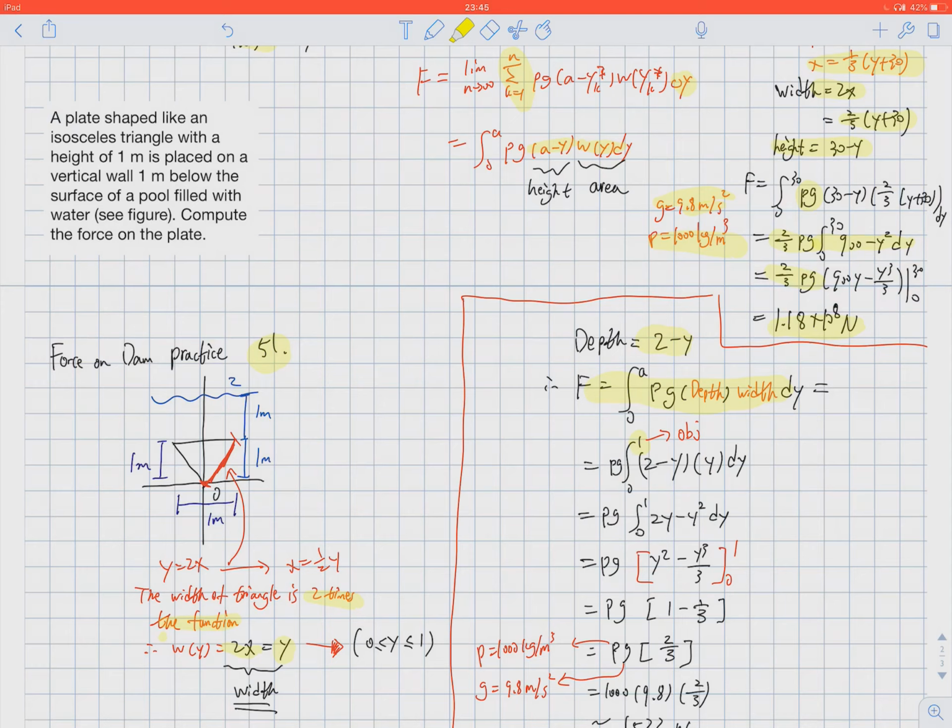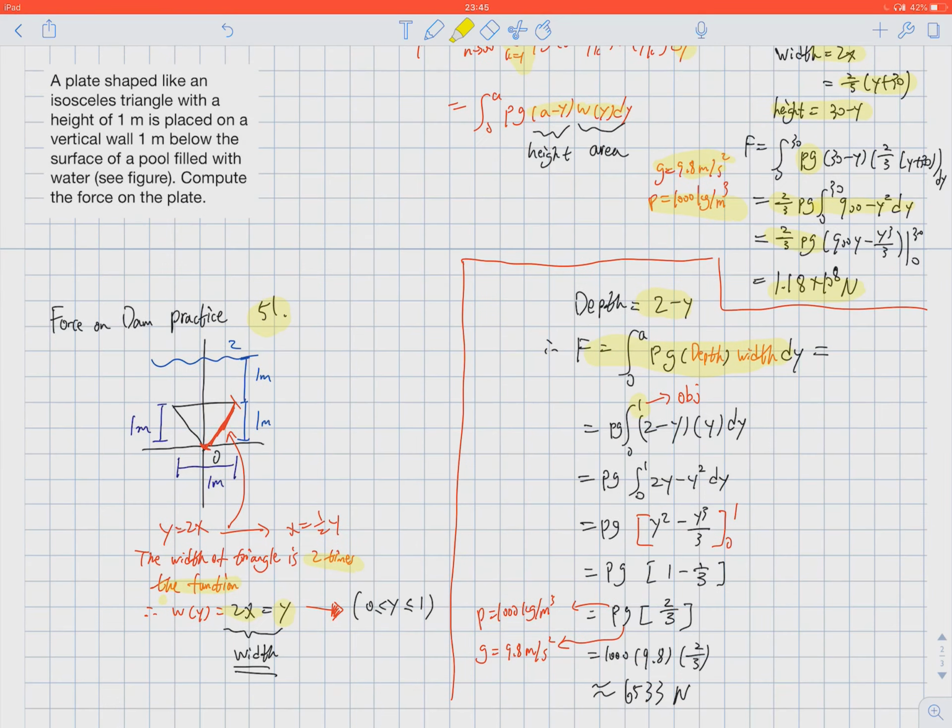See figure, which is the one I drew right here. Compute the force on the plate. So I redrew the figure, and it's slightly different from the example we gave, but I'm sure you guys will do fine. So as always, we're going to start by looking at the function for the width of the object.